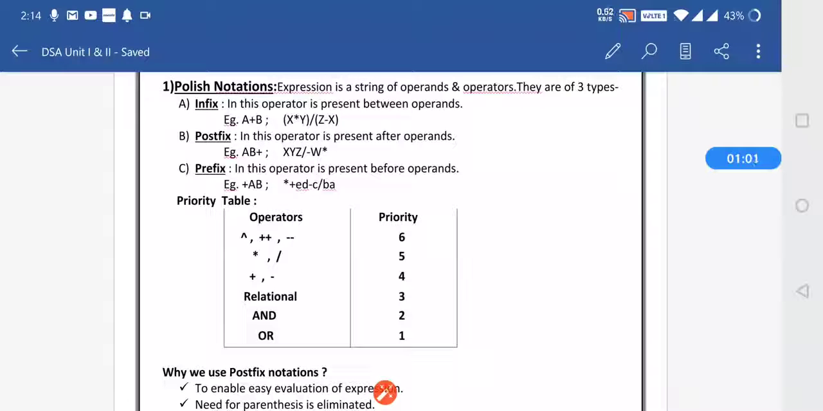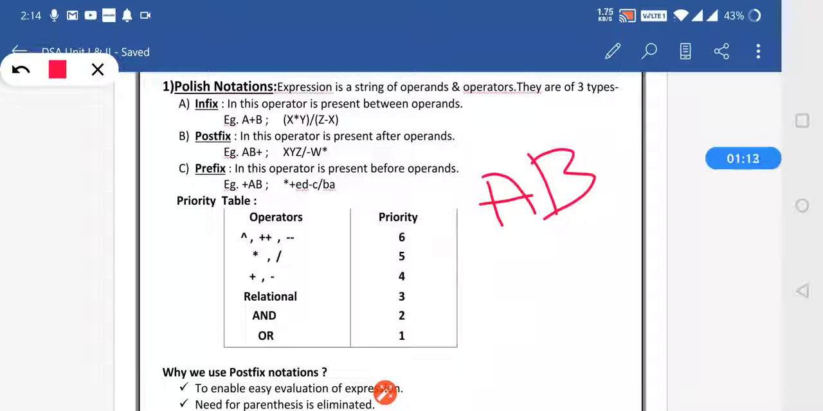Now postfix means the operator is present after the operands. The same expression is taken as A plus B. So A and B are nothing but the operands, and the operator addition is present after these operands. So a postfix expression is the expression where the operator is present after the operands.